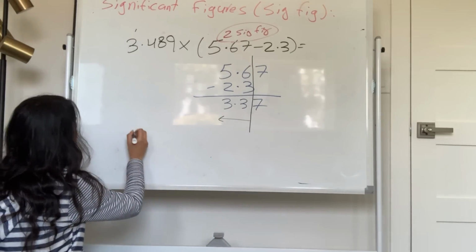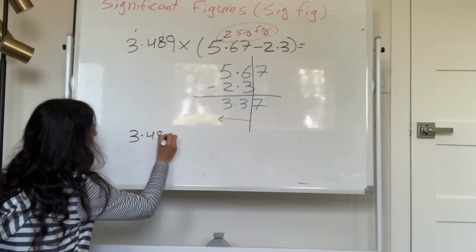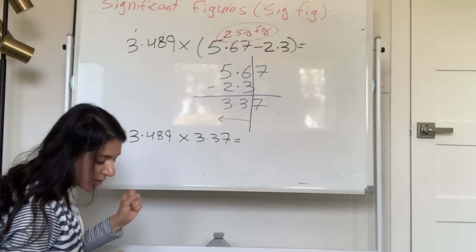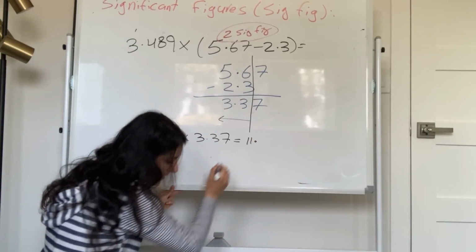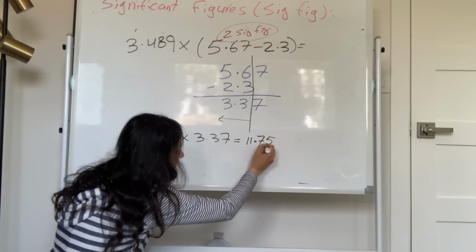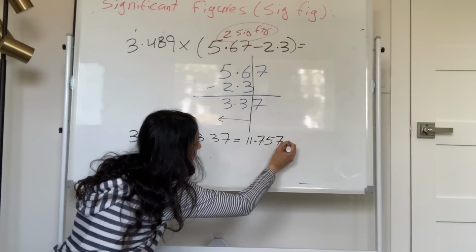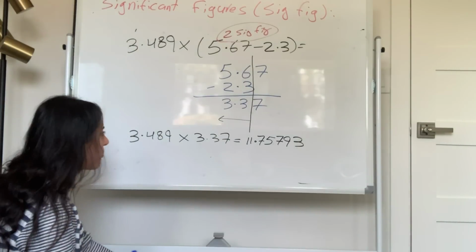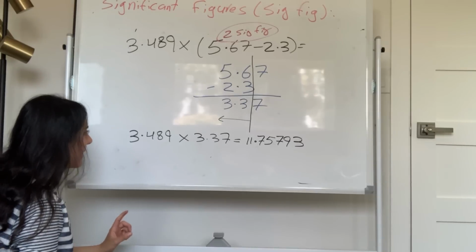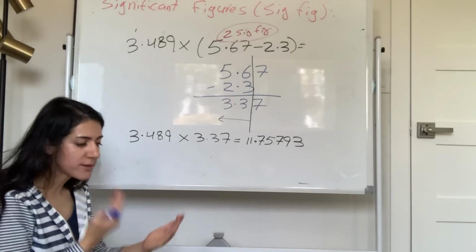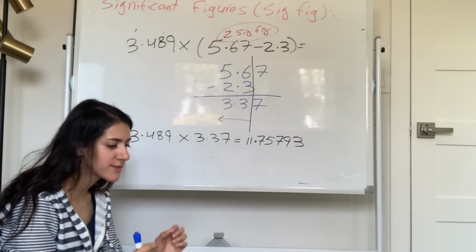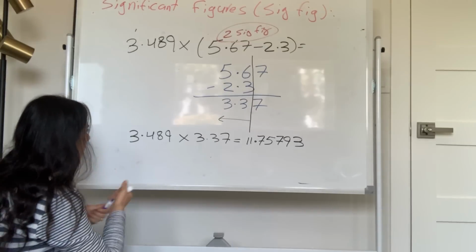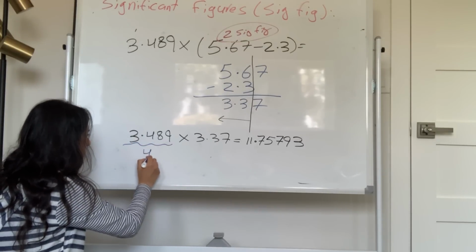So now, I want to multiply 3.489 times 3.37. If you do that, your calculator is going to give you 11.75793. Okay? Now, pay attention. Give me a couple more minutes of your time. Now is a multiplication. Multiplication and division is easy. I go with the lowest number of significant figure. Addition and subtraction, I have to do that. Okay, how many sig fig is this? This is 4 sig fig.